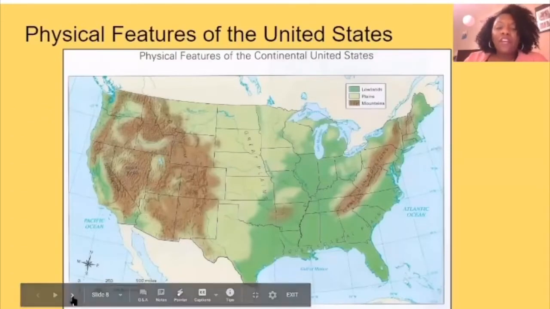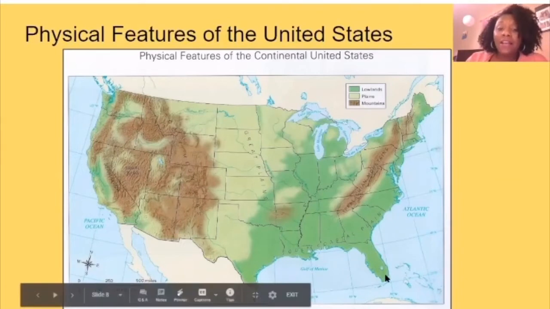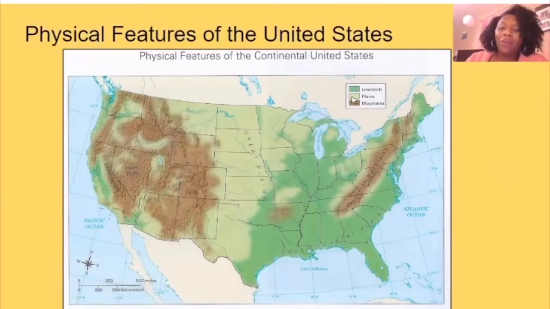Now, physical features of the United States. The main features that we're going to be talking about when we talk about some of the other physical features are mountain chains. If you look at this map, this is a physical map of the United States. It shows in green all the lowland areas, it also shows our plains with this lighter green, yellowish gradation, and it shows our mountain ranges in brown.